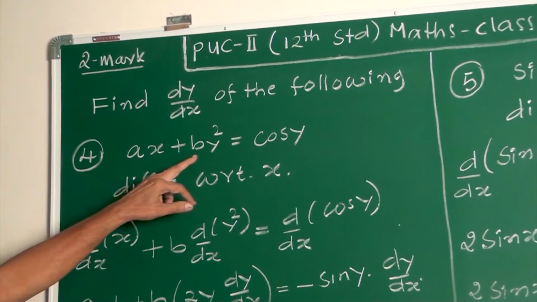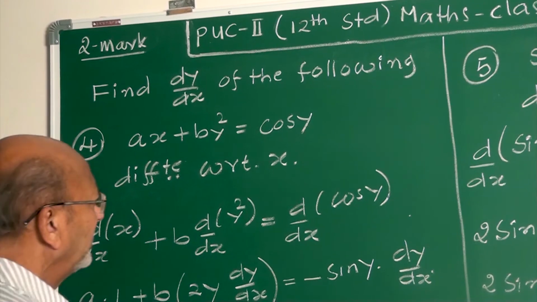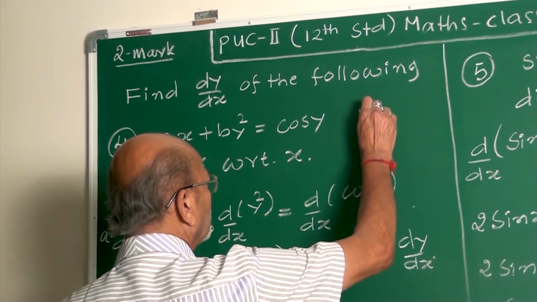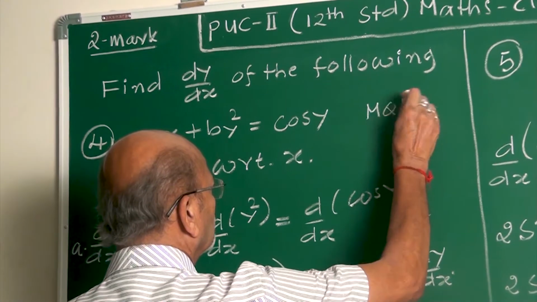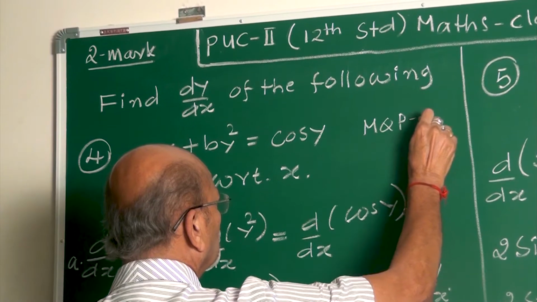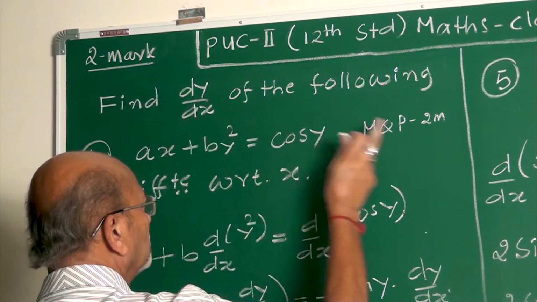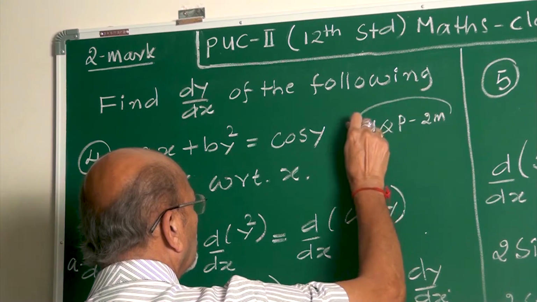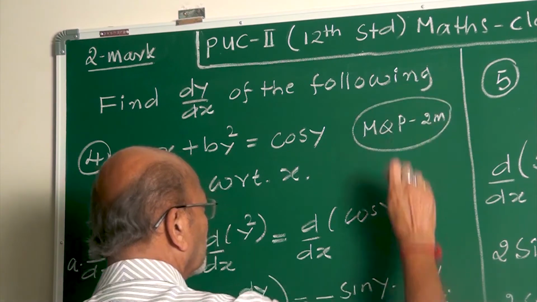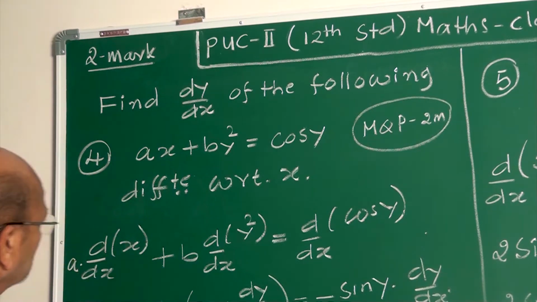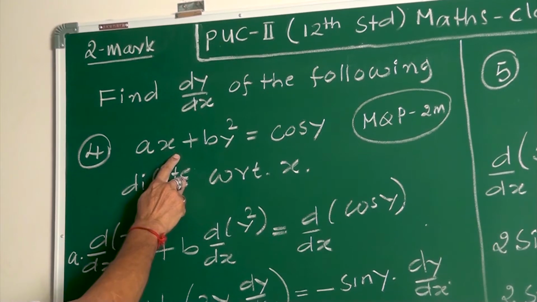ax plus by square equal to cos y. It is there in one of the model question papers, my friends, and it is a 2-mark question. Anyway, I am doing the branded ones here, 2-mark only. No need to mention it every time. Yes, my friends, this is the given function.